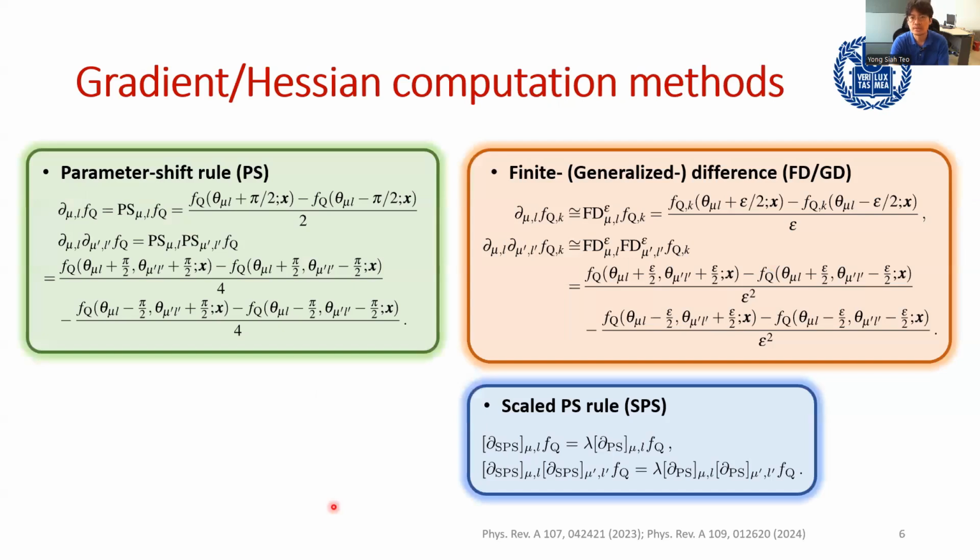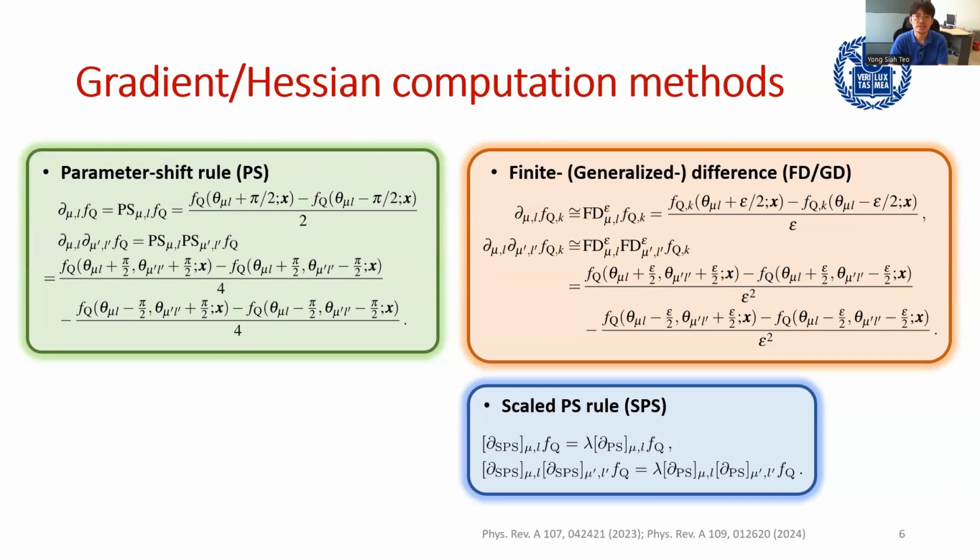Now, to use these gradient and Hessian methods, we need to compute the gradient and Hessian components, and there are many ways to do that. A very popular way that the VQA community tends to favor is the parameter shift rule. The so-called parameter shift rule basically analytically computes the gradient and Hessian components from a quantum circuit exactly and directly, right? The details don't matter, but there is also another set of techniques to compute gradient and Hessian components.